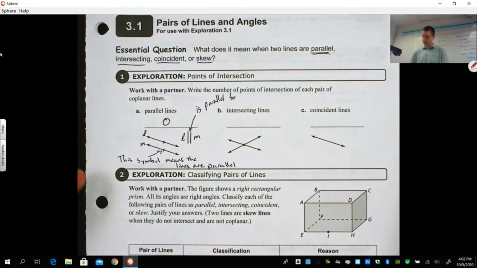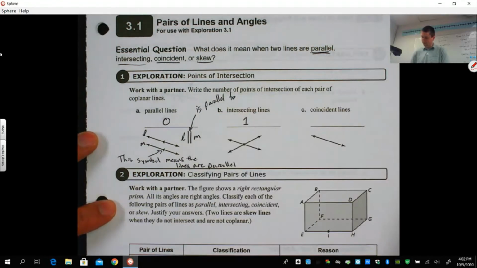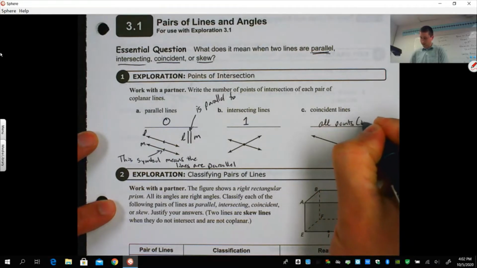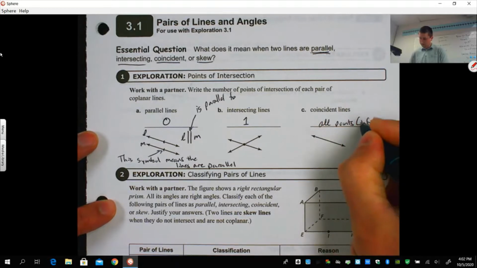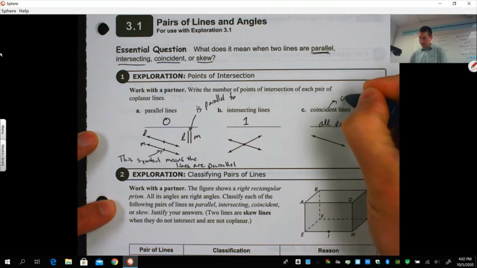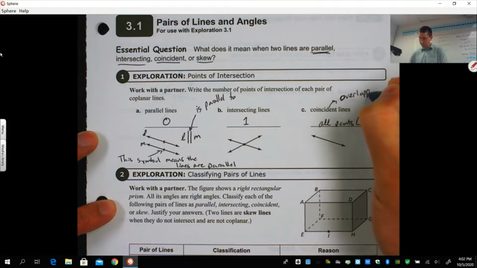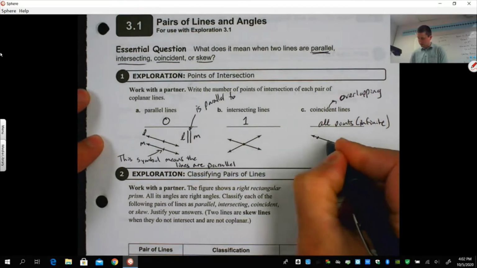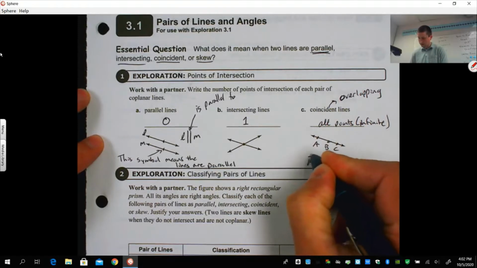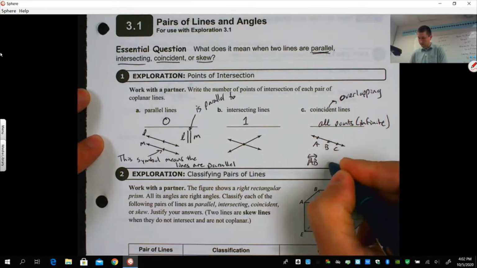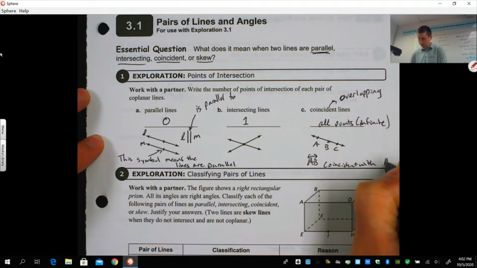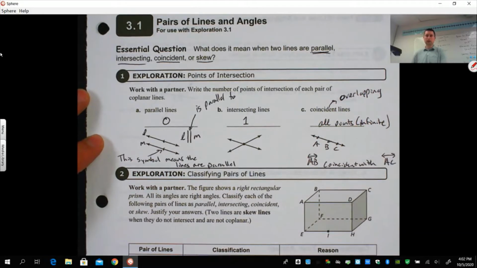Okay. Intersecting lines, we have 1 point of intersection, and coincident lines, we have all points, or you can say infinite. So coincident means they are overlapping. They're overlapping lines. That can happen a lot of times when you have 3 points and you have different ways to name lines. So I could say line AB is coincident with line AC. Okay, two different names, but it's basically the same line.